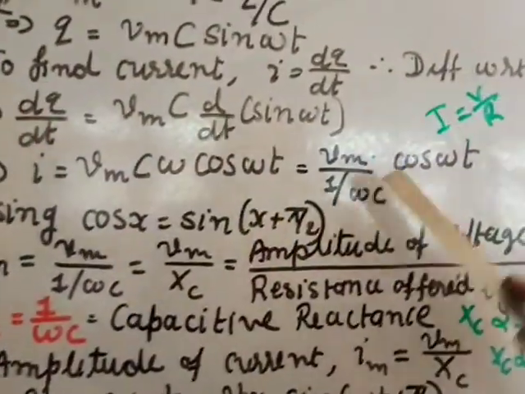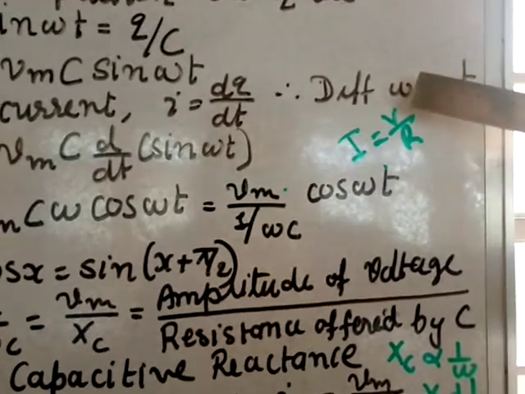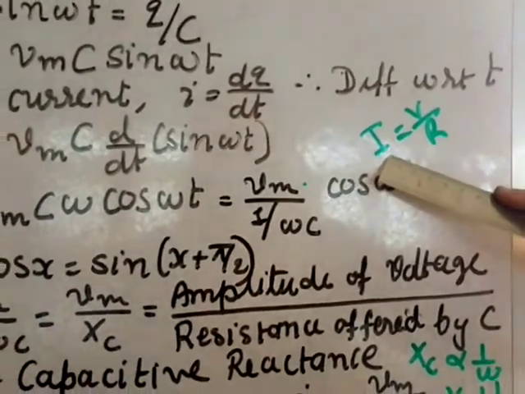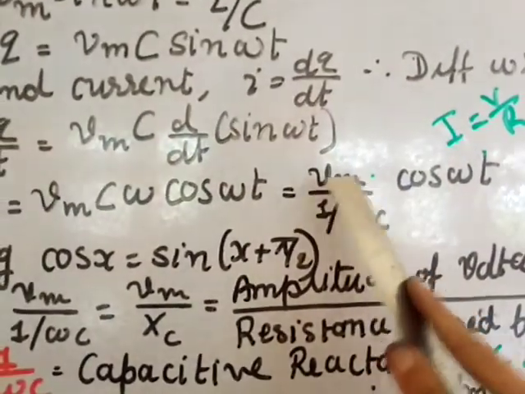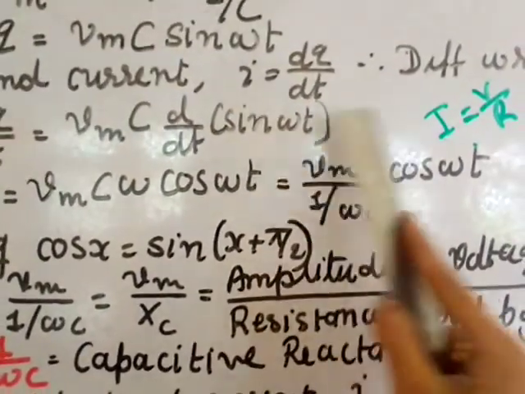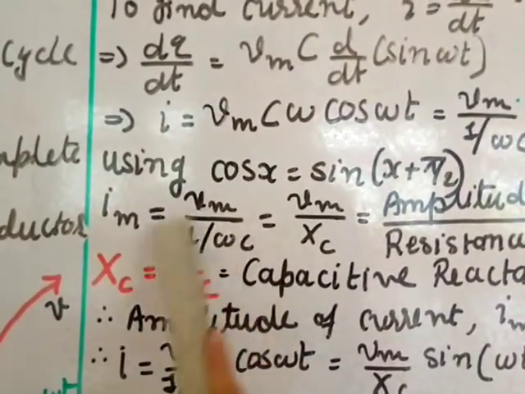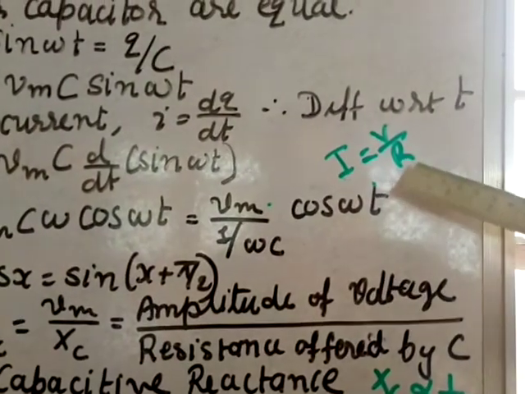We know that from Ohm's law, voltage divided by resistance gives you current. So V by R equals current. In the same way, I can say that Vm divided by 1 by omega C will give me the amplitude of the current, that is Im is equal to Vm divided by 1 by omega C. But this is analogous to Ohm's law, so this is a resistance.